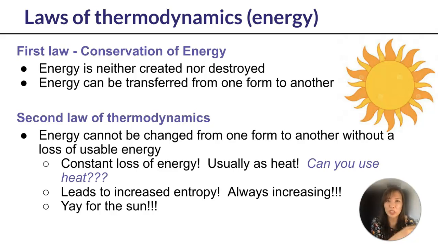So energy is being transferred from one form to another. We're going from potential energy to kinetic energy. So that's the first law of thermodynamics, that energy is neither created nor destroyed. We're just transferring from one form to another. The second law of thermodynamics is that energy cannot be changed from one form to another without a loss of usable energy. What do you guys think usable energy is?